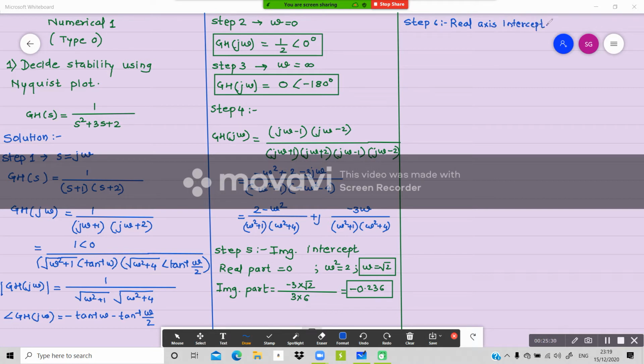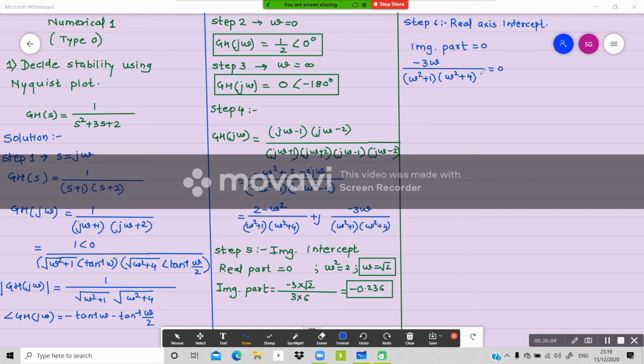So when you are finding out real axis intercept, your imaginary part should be equated to 0. So I'll write imaginary part is equal to 0. When you are going to equate this thing to 0, just observe minus 3 upon omega divided by omega square plus 1 and omega square plus 4, and equate it to 0.